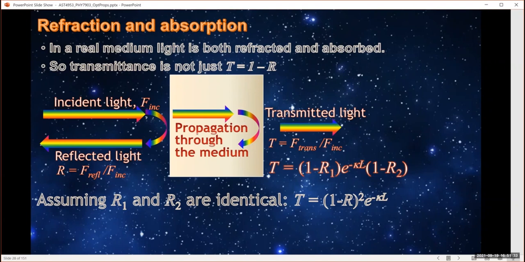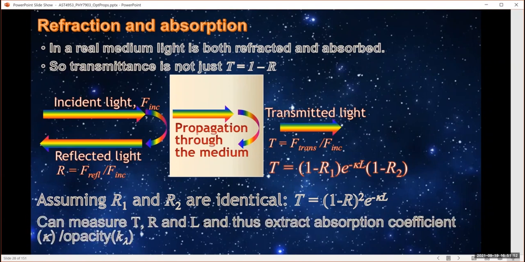So we've got a reflectivity, a transmissivity, and now we've got this e to the kappa L, where L is the thickness of the slab and kappa is now our absorption coefficient. And so now, because we can measure T, R, and L, we can extract kappa, which also means we get the opacity. And that's a major way that we can actually determine what the optical properties of solids are.